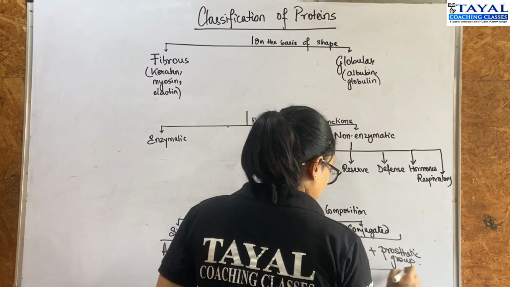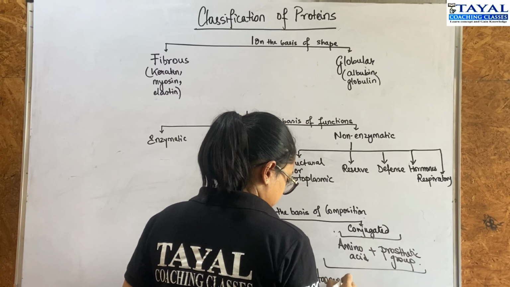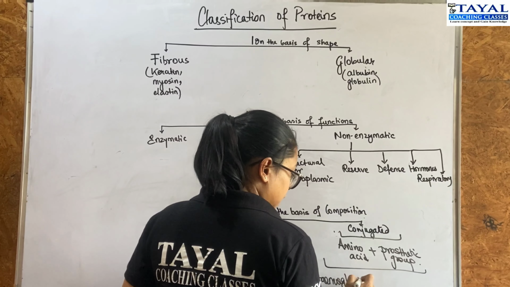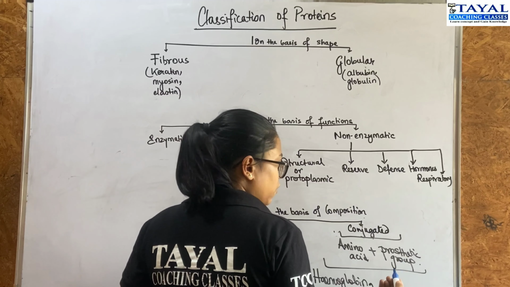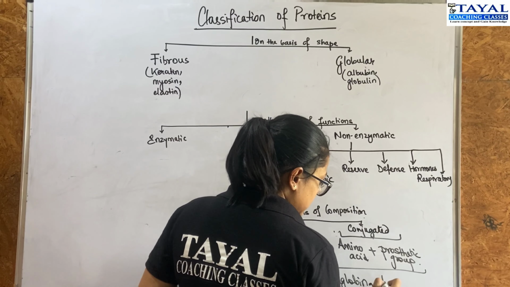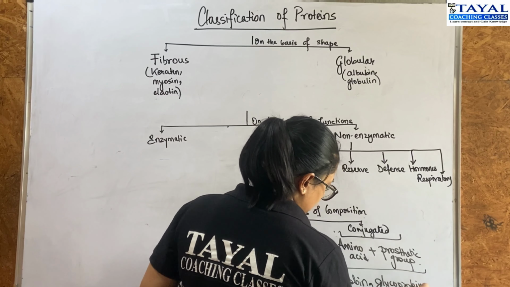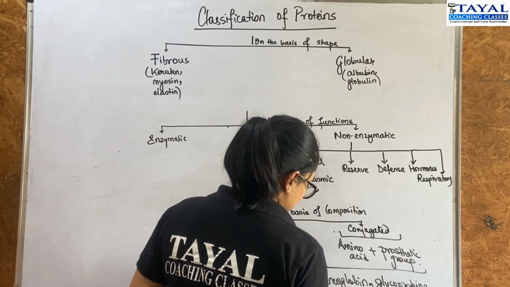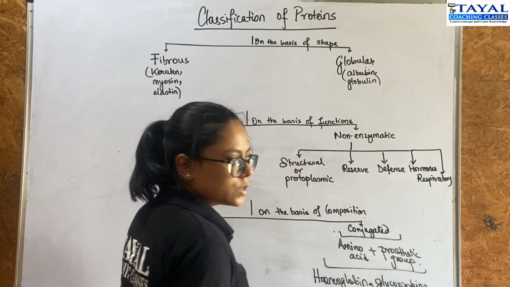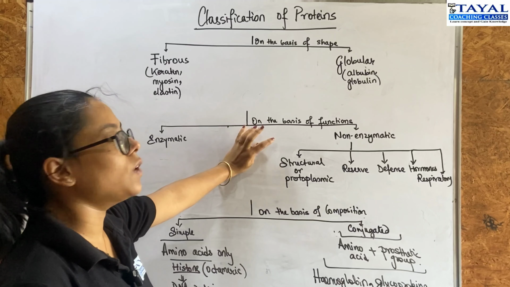Now, a very good example of this would be hemoglobin. The heme component is prosthetic to it. So, then you have many glycoproteins, lipoproteins, which are all examples of these conjugated proteins. Going to the next base, which is the functionality.